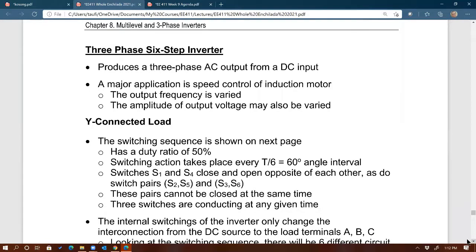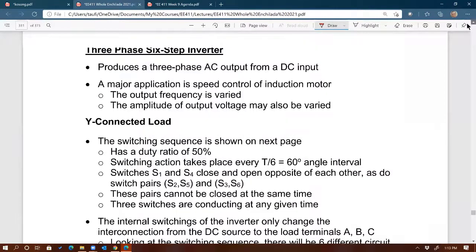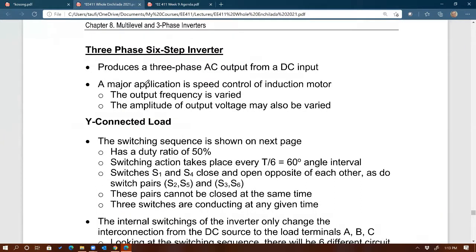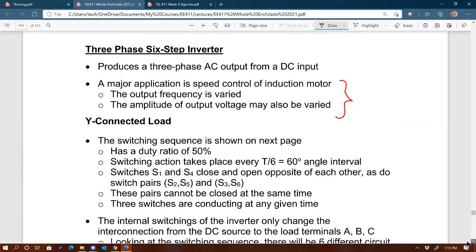Are there any questions? If not, let's proceed with the next topic: three-phase 6-step inverter. So this inverter produces a 3-phase AC output from a DC input. Right? A major application is speed control of induction motor. The output frequency is varied, and the amplitude of output voltage may also be varied. So that's a typical application for a 3-phase inverter.